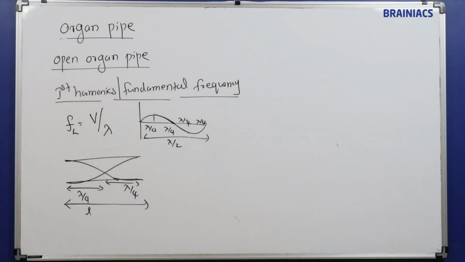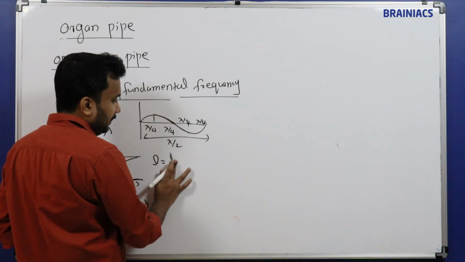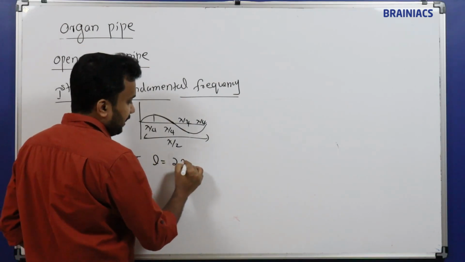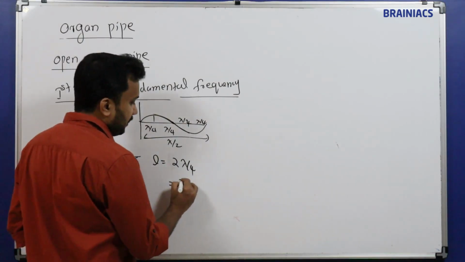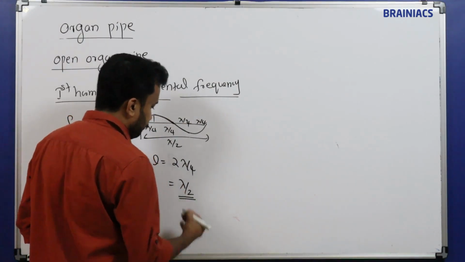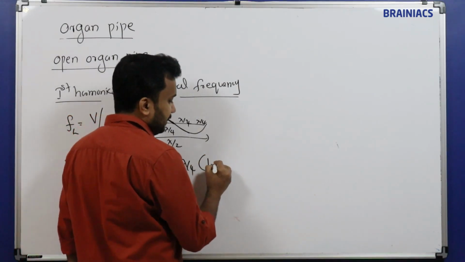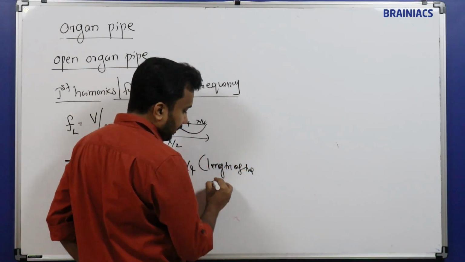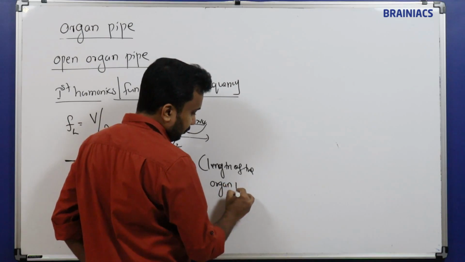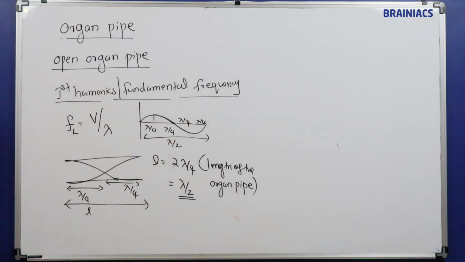Okay, so length of the pipe will be equal to lambda by 4 plus lambda by 4. So let's write, length will be equal to how much? 2 times lambda by 4, so how much will we get? Lambda divided by 2. This is the length of the organ pipe. So we will write, this is called the length of the organ pipe, L by 2.